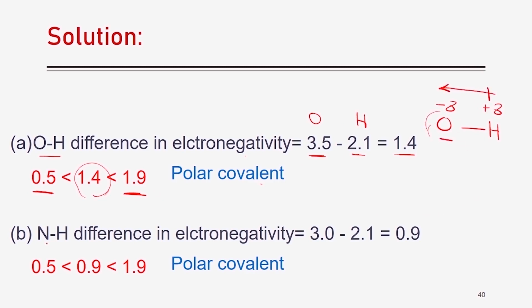The bond between nitrogen and hydrogen. The electronegativity difference is equal to 3 minus 2.1 equals 0.9. So it is a polar covalent bond as well, with a polarity direction towards the nitrogen atom.